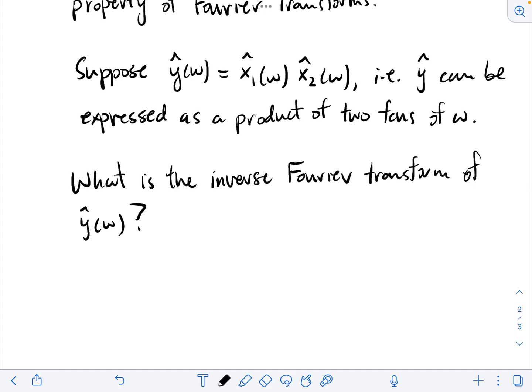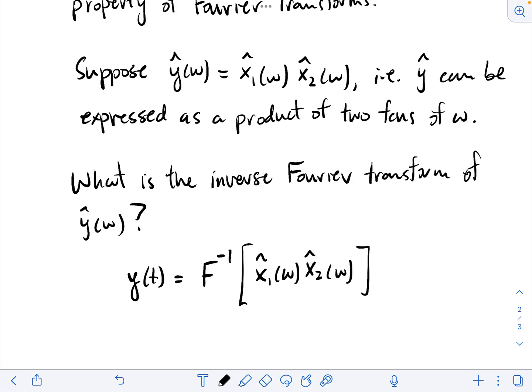If we were to take the inverse Fourier transform of a product of two functions of omega, what do we get? The answer is not that we get x1 of t times x2 of t. But we'll try to work out what it is. Mathematically, y of t is the inverse Fourier transform of y hat of omega, but y hat of omega is a product of these two functions of omega, x1 hat and x2 hat. And so what we want to know is, what does that equal?